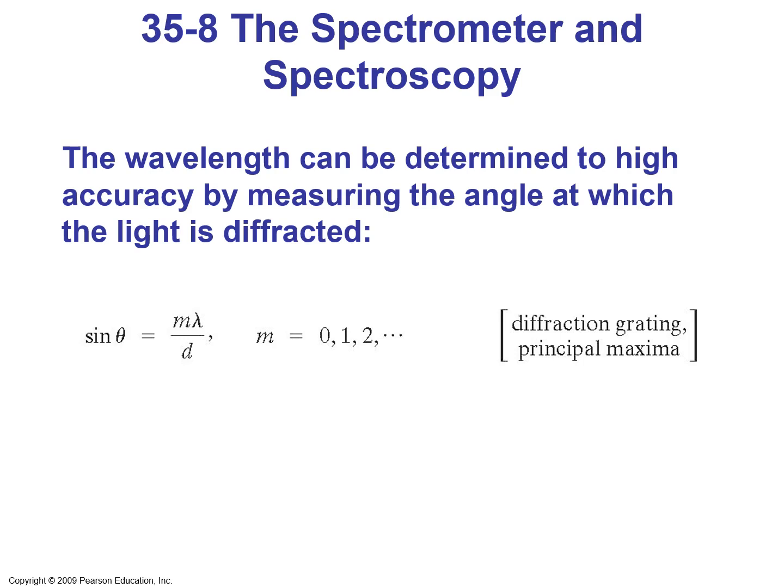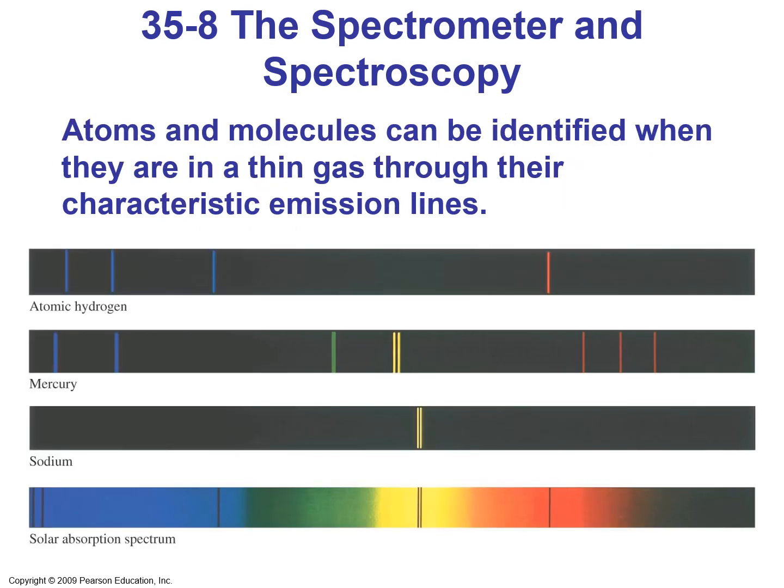So sine theta is equal to integer m times wavelength lambda divided by d. This is for a diffraction grating, for principal maxima, for different orders of integer m's starting from 0. Atoms and molecules can be identified when they are in a thin gas through their characteristic emission lines.